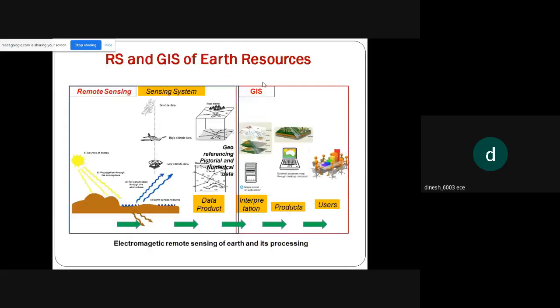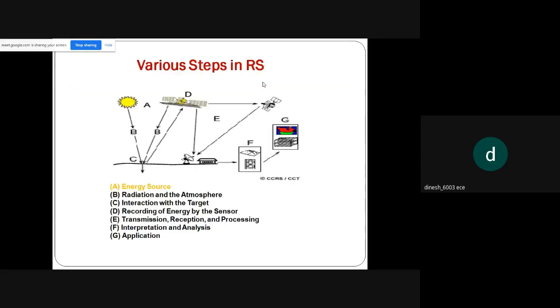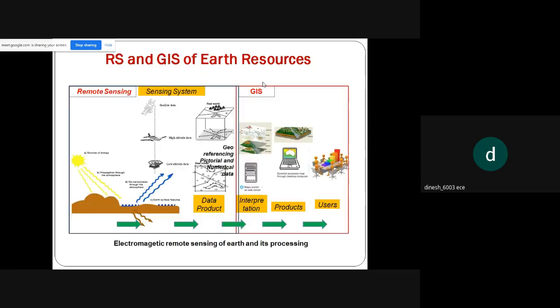Various steps in sequence: energy source, then radiation and atmosphere, interaction with the target, recording of energy by the sensor, transmission, reception and processing, interpretation and analysis, then application. Now, we are going to combine this remote sensing and GIS. So all the sensed data are given to an interpreter for making products for specific users.